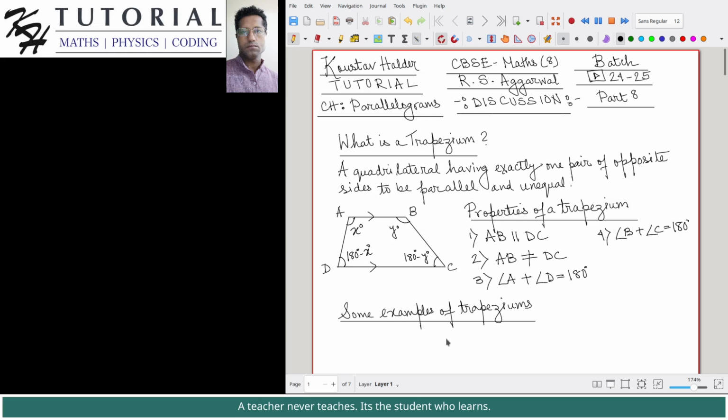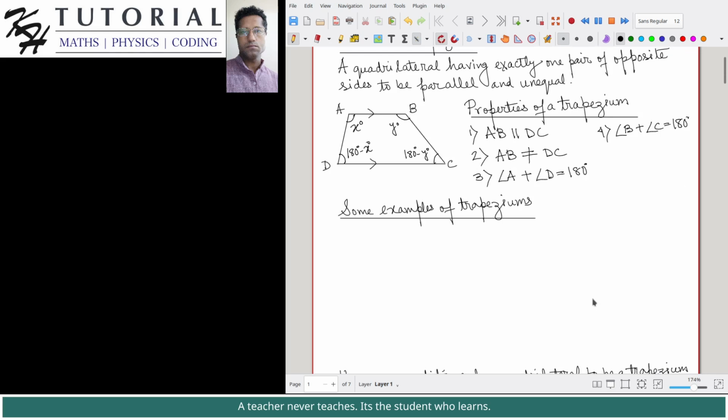Okay, now let's quickly draw some trapezium. So first we need to have a pair of opposite sides which are parallel but unequal. So let's say this, and let's say these two sides. I'm roughly drawing, my diagram will be very approximate.